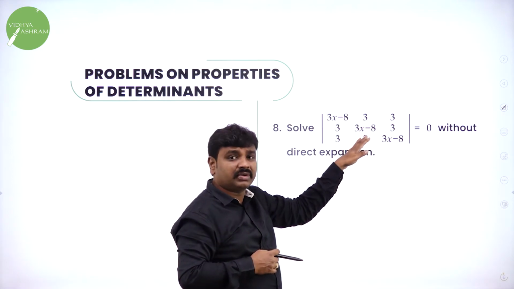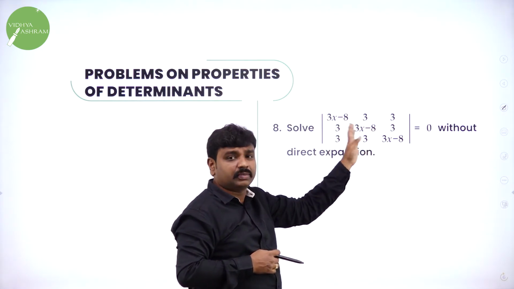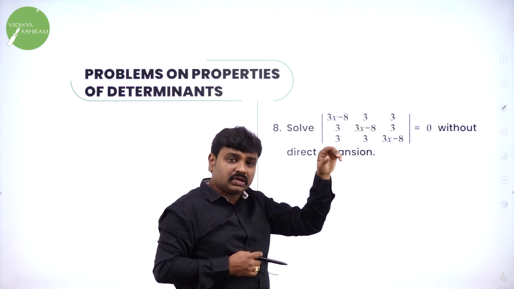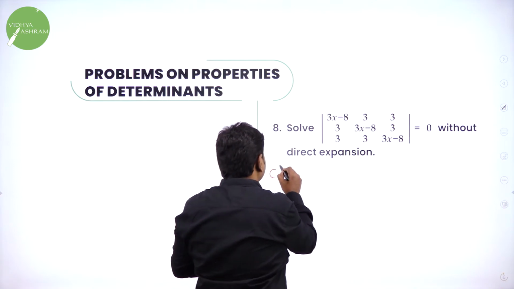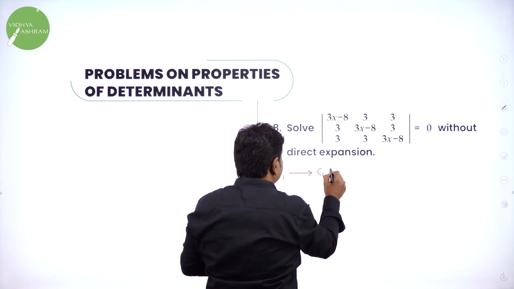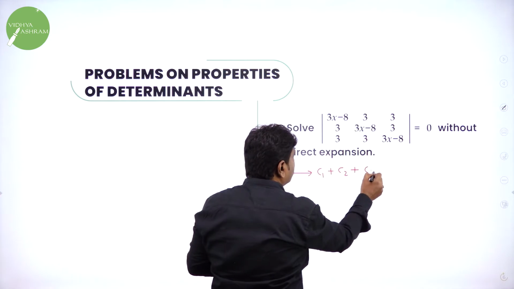Second row also we have the same, but 3 and 3 are jumbled, their positions are jumbled. The row elements are the same, but they are jumbled. So I can again perform what? C1 dash is equal to C1 plus C2 plus C3, and the problem simplifies.